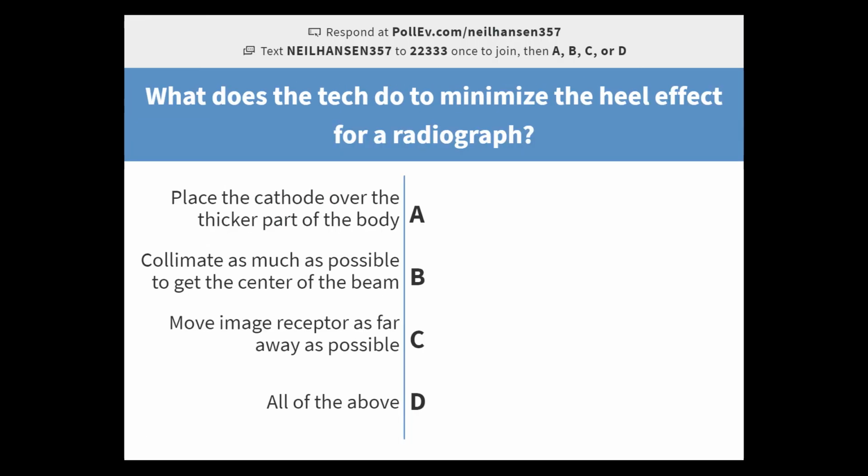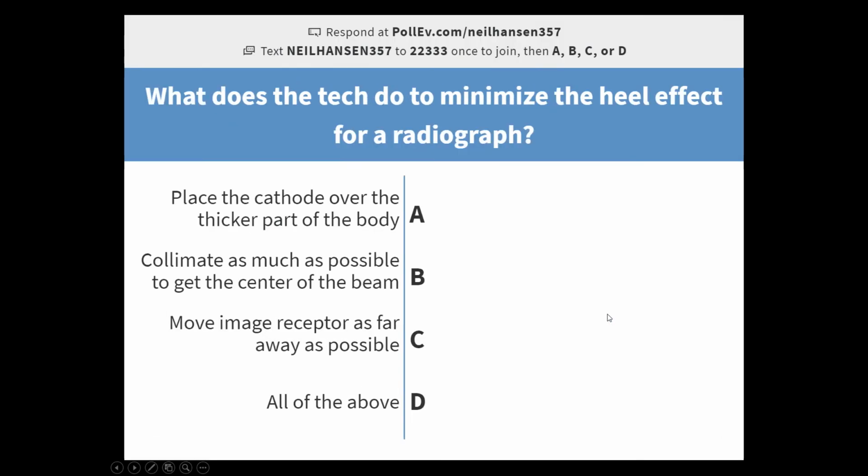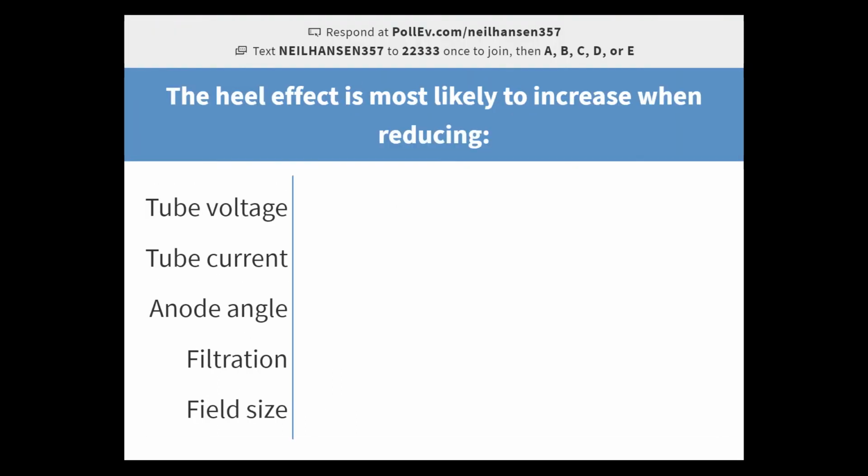So they place the cathode over the thicker part of the body. For example, like on a chest x-ray, that would be down towards the abdomen. They collimate as much as possible to get the center of the beam. If you look at this, the center of the beam is where there's less heel effect, because there's less difference between here and here than there is between here and here. They move the image receptor as far away as possible, because if you move the image receptor farther away, it will minimize the effect of the heel. And so all of the above was correct.